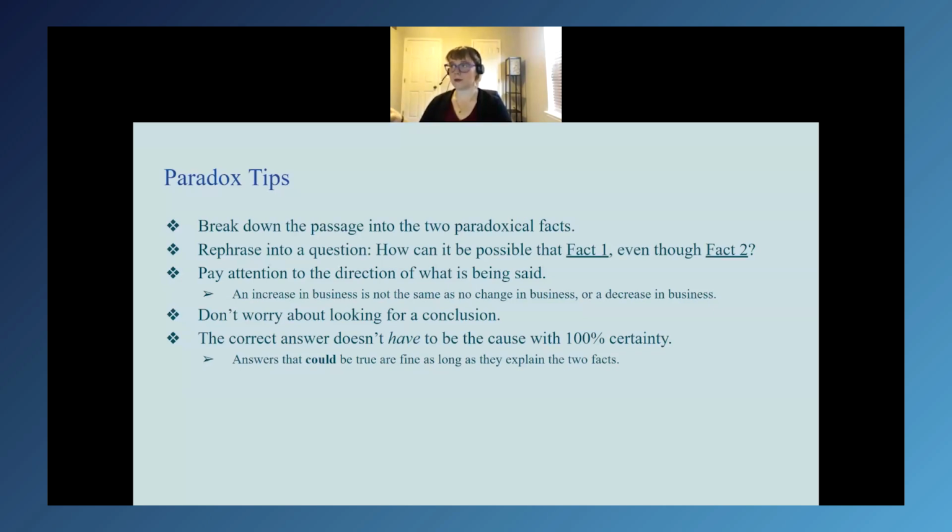And one of the biggest things about paradox answers is that we are looking for a potential reason that both things could be true, but it does not have to be definitely the reason that's going on. It does not have to even be particularly likely. It just has to explain how both things can be true, even if there's like a 1% chance that that's the real explanation, and there's way better explanations. We don't need a good explanation. We just need an explanation. The main thing is that it has to address both facts.